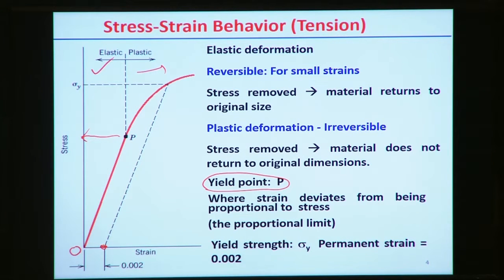So from this point, if we draw one line parallel to the initial slope of the curve, then it will intersect at a certain point. Suppose in this case this is the point, say point Q. So that Q is defined in this case as the yield point for this specific material. So yield strength can be defined here when it produces the permanent strain 0.002. So that is often called the offset yield point.